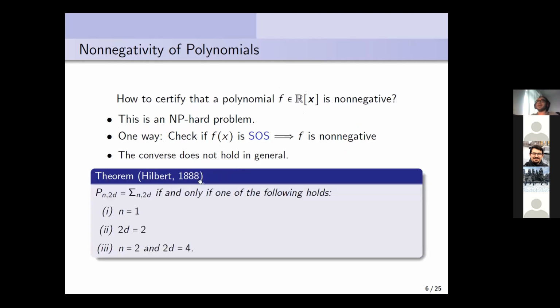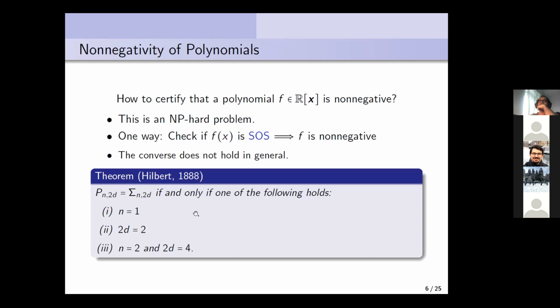And in 1888, Hilbert actually gave a characterization of when these two cones are equal. This theorem tells you that if the number of variables is 1, or if your maximal degree is 2, or if your number of variables is 2 and maximal degree is 4, then these two cones are the same. But if you're outside of these three cases, then this doesn't hold.